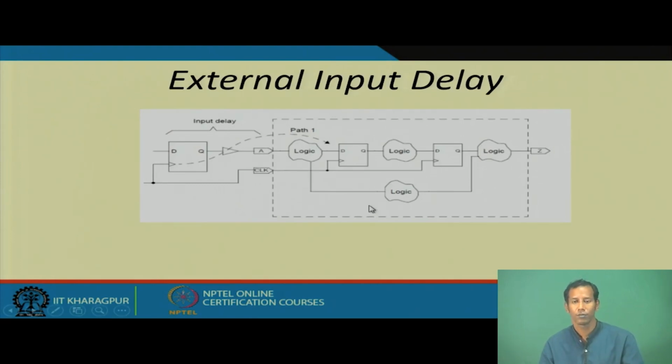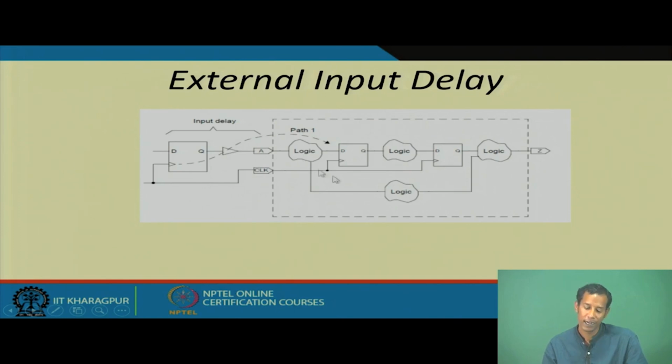Then we have already seen that we have to consider the external input delay. Suppose this dotted one is my design, and we have some signals coming from the external part, that means external to my chip. At that time you have to set the corresponding value coming to the input, that means the input going to the first flip flop of your particular chip.